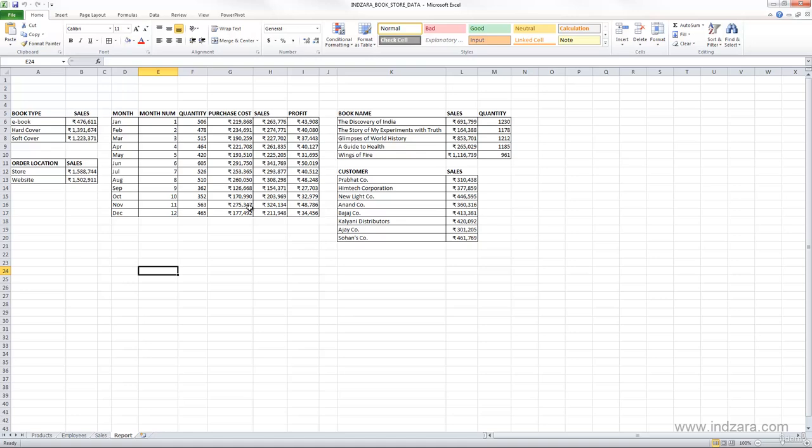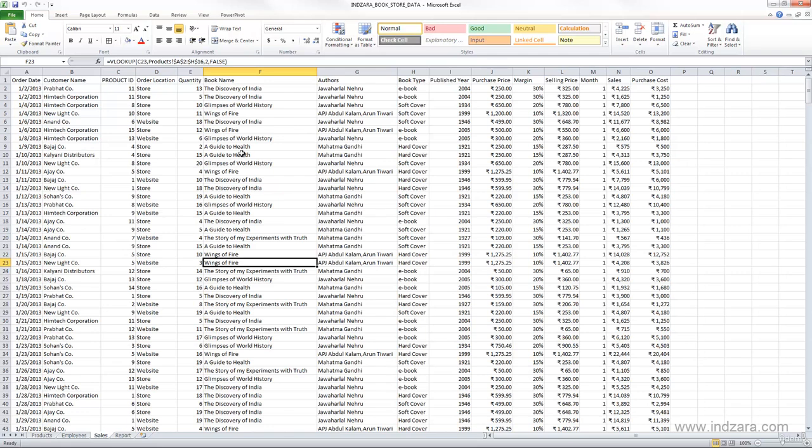And this information is based on our sales worksheet where we have all the information about the books that were sold, how many were sold, and we also use VLOOKUP functions to bring in more information about the books. And then finally, I added columns to say what is the month number for the specific sale that happened. And also, I was able to calculate the sales for each line item here by multiplying the selling price with the quantity. I got the sales. Similarly, the purchase cost would be purchase price multiplied by the quantity.